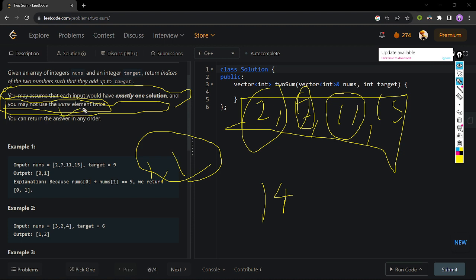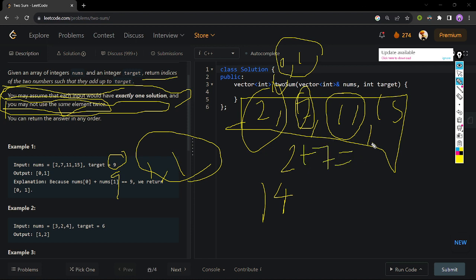So this is the meaning of this line, and you have to find the indices that add up to the given target. Here the target is 9, so I will return 0 and 1, because the value present at 0 is 2 and the value present at 1 is 7. So 2 plus 7 results in 9. So that is our target. How will we proceed with this question?